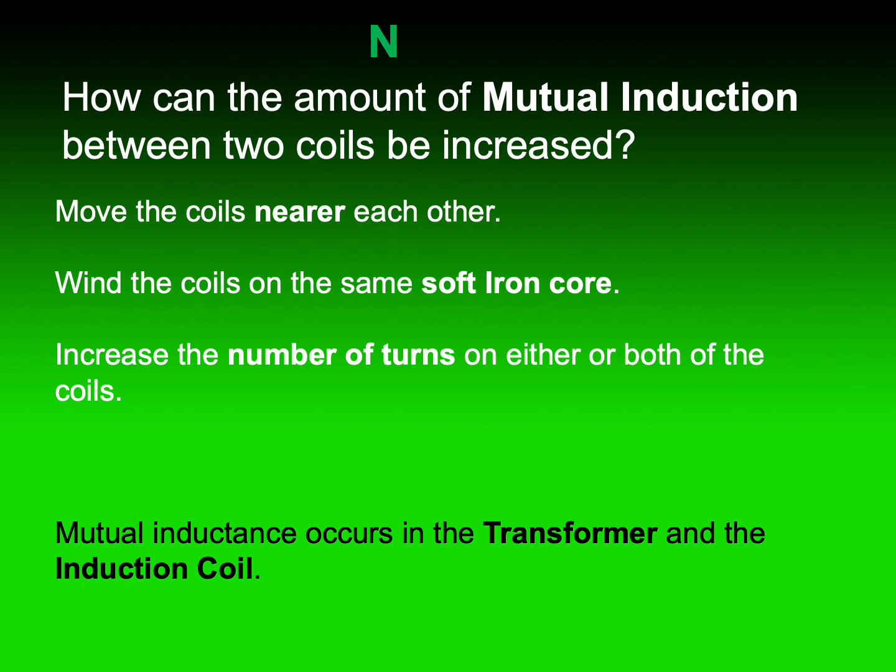And these concepts are what happens in devices called transformers and in a device called the induction coil. We're going to be looking at these as well today. So again, either pause the presentation here and take a note of the three reasons that would cause the amount of mutual induction between the two coils to be increased, or take a note of each of the parts at the end.